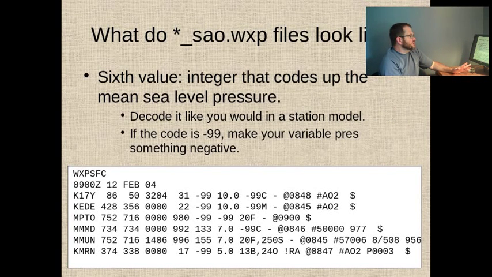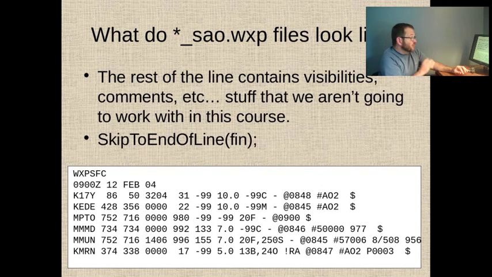And the sixth value is an integer that codes up to mean the sea level pressure. I'm going to give you a function that can decode this, but we'll get there. For now, just read in pressure. Read the number, this integer that codes up to be the pressure, but don't worry about decoding it right now. The rest of the line contains all kinds of comments and the visibility codes and all kinds of stuff that I don't really care about for the purposes of this class.